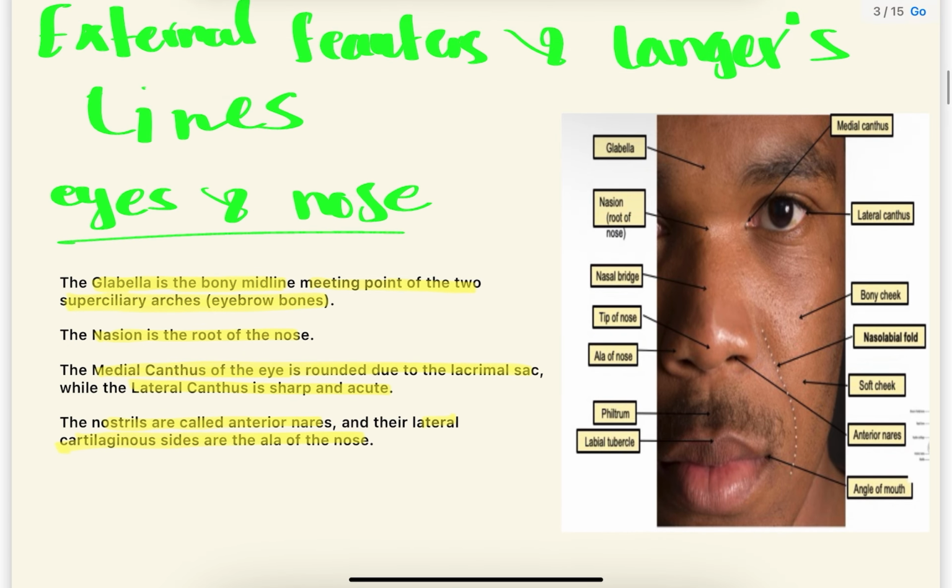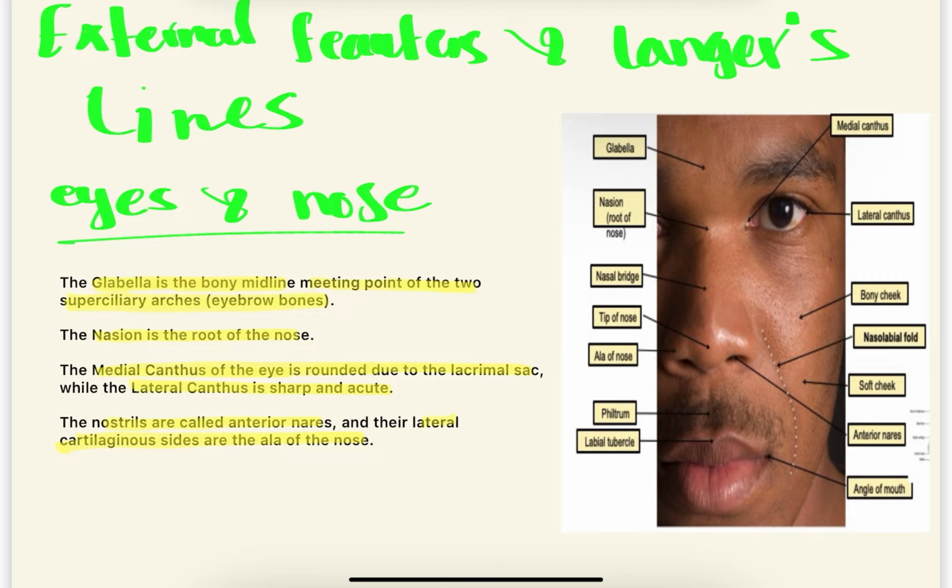Let's move on with talking about the external features and the Langer's lines. First of all, let's talk about the eyes and the nose. So we can see here an area between the eyebrows called the glabella. We call it the bony midline or the glabella because it's meeting the superciliary arches, which are called the eyebrow bones. So I have here an eyebrow bone, I have here an eyebrow bone called the superciliary arches. Now in the midline here, I have the bony structure called the glabella.